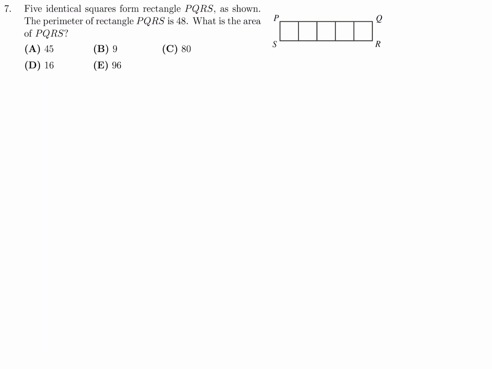Five identical squares form a rectangle PQRS. As shown, the perimeter of the rectangle PQRS is 48. What is the area? Well, label them x, x, x like that. They're squares, right? So they're identical on all four sides like that. And then the perimeter, if we add up all the x's that I just wrote in, it's 12x, right? So that's the perimeter. And they told me the perimeter is 48, so that means 12x is equal to 48. And therefore x is equal to 4.